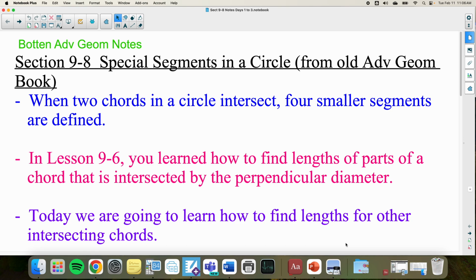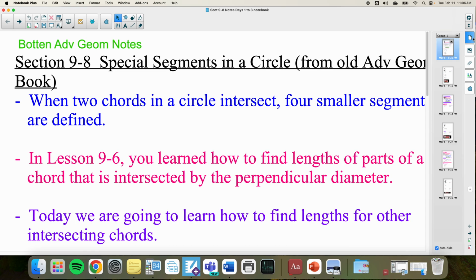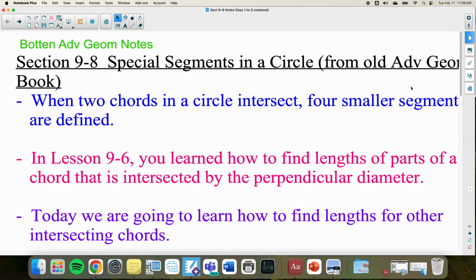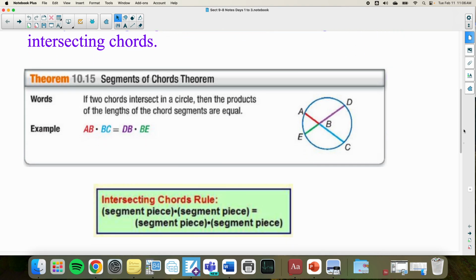All right, everybody good? All right, so the last 2 days, I guess last Friday and yesterday, we learned 2 different theorems that had to do with when you have either 2 chords, a secant and a chord, or 2 secants, or a secant and a tangent intersecting. And this is the one that we learned last Friday where we had 2 chords intersecting.